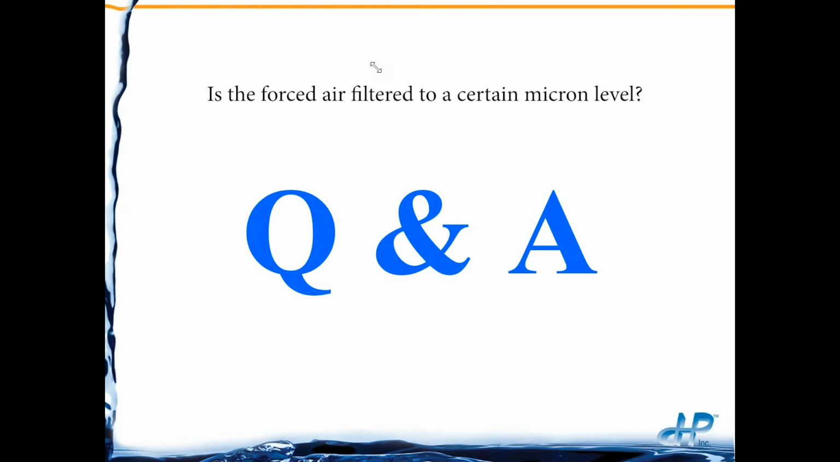The question: is the forced air filtered to a certain micron level? If you're speaking about the forced air that's entering the decarbonator tower, there's several types. We have basically open air type, which are just screen. We have filtered air, and then we have filtered air all the way up to HEPA level filtration prior to entering the decarbonator. And quite frankly, I don't remember off the top of my head what the micron size is for a HEPA filter, but it obviously gets down to the bacterial level size.